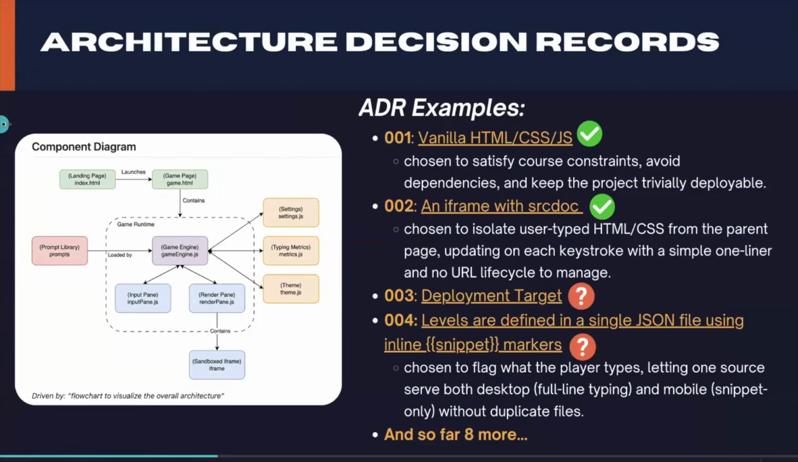We used architecture decision records to document key choices like vanilla.js for simplicity and an srcdoc iframe to isolate user code from the parent page. Each ADR was written before implementation, so the team understands each decision. We used a total of 12 ADRs so far.